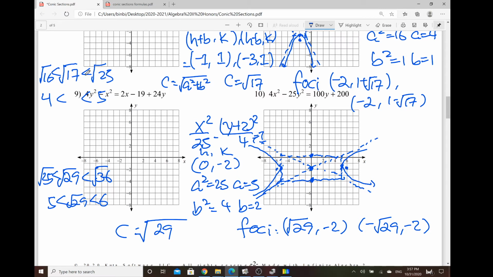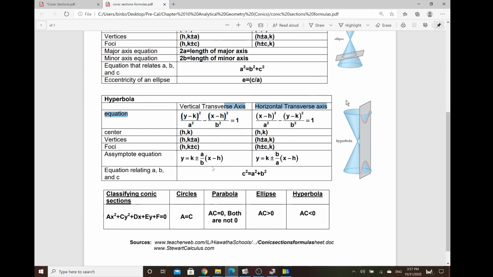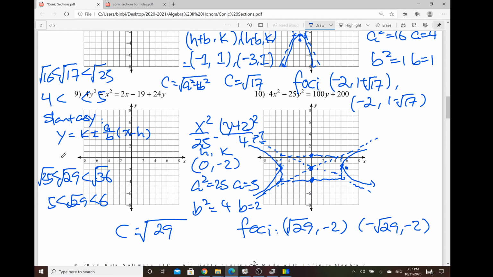Okay. Now, you might be wondering, how do I get a slant asymptote for this? According to the structure, the slant asymptote is always y equals k plus or minus. This one's a horizontal hyperbola. So the way to find the asymptote is a over b times the quantity x minus h. I just want to make sure of the formula. But that one's for the vertical. The horizontal one is k plus or minus b over a times the quantity x minus h.